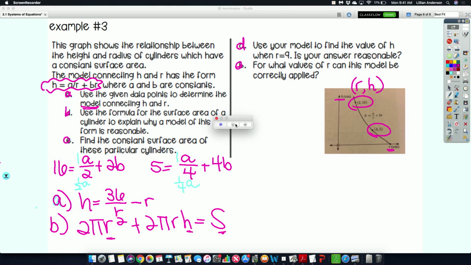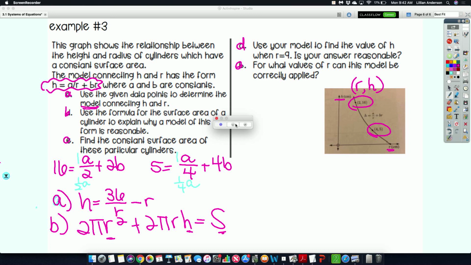So, now that we know that I can use that model inside of my surface area of a cylinder equation, I can find that constant surface area for these particular cylinders. Because remember, in the description, it basically said that the relationship between the height and the radius of the cylinders that have a constant surface area. So whether or not the radius is 2 and the height is 16, or the radius is 4 and the height is 5, I should have the exact same surface area.